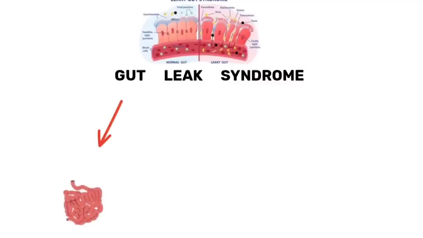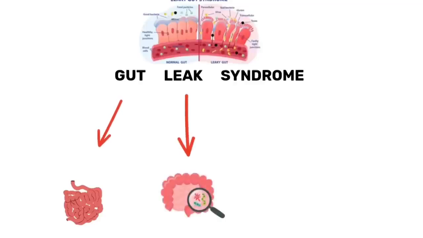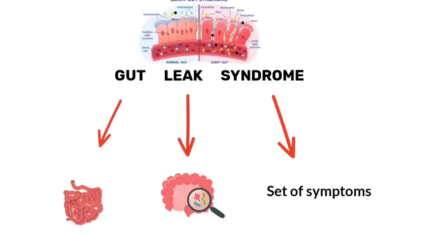What is gut leak syndrome? Yes. So gut leak syndrome is a very common thing which we come across in our children with developmental issues. Gut is the intestine, or the whole intestinal system. Leak means leakage, something like a leakage in a pipe. And syndrome is a set of symptoms arising due to gut leak.